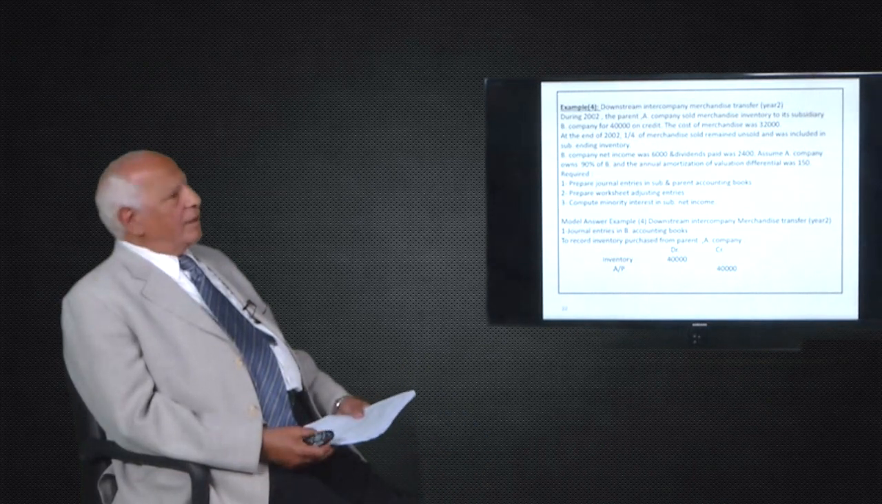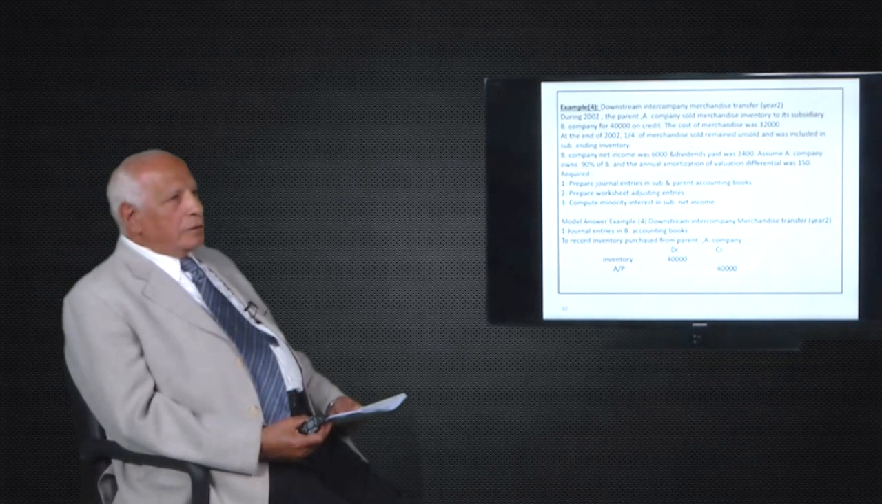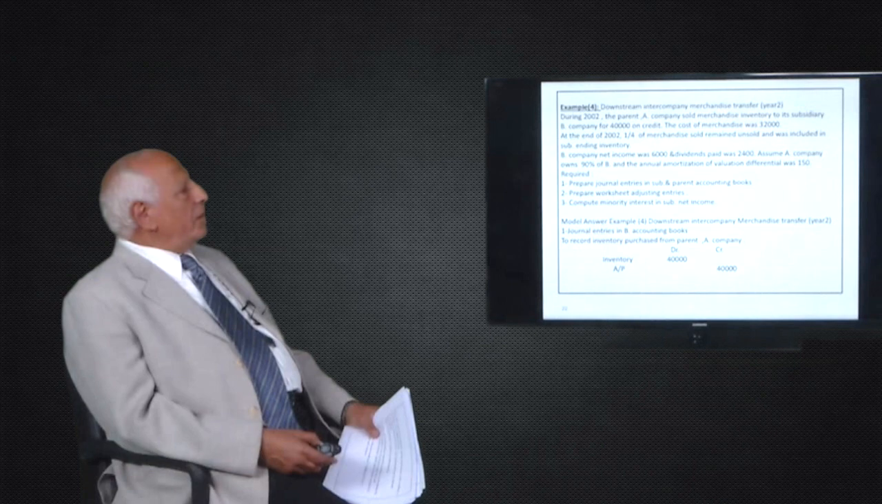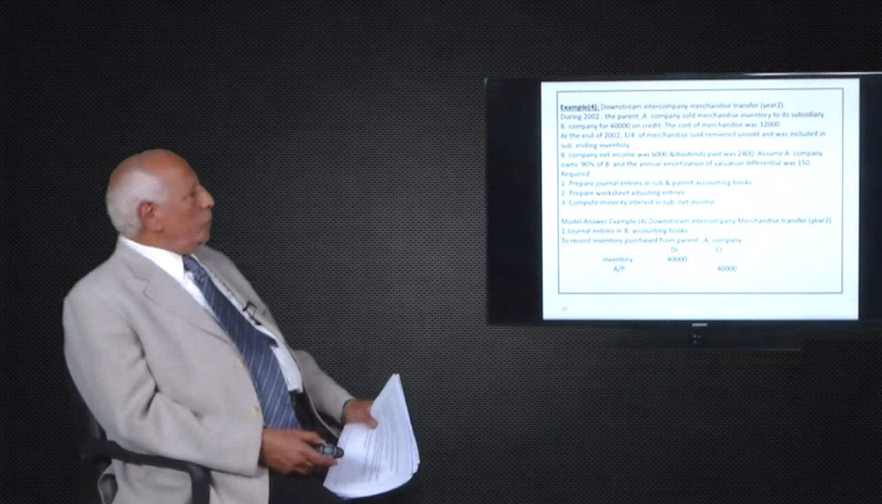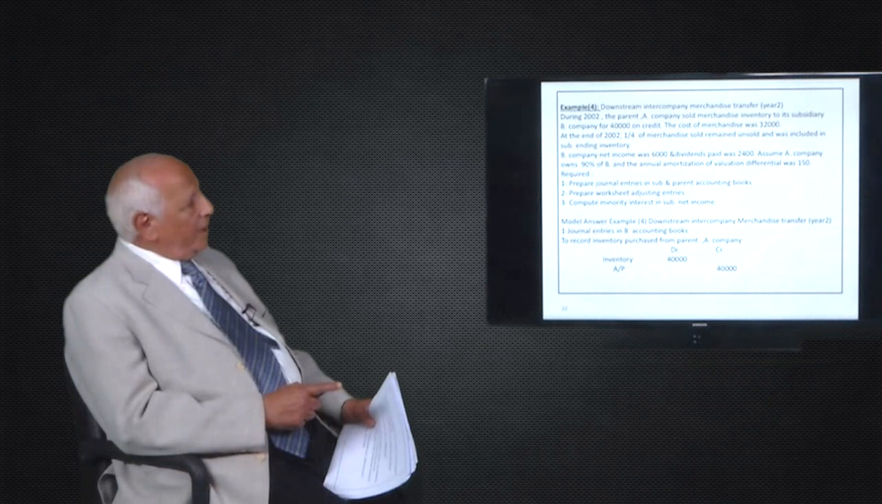Example 4, that's the last example. This example is similar to example 2. Remember example 2, year 2? Same numbers, except this one is downstream. Let me read it again. Downstream intercompany merchandise transfer, year 2. During 2002, the parent company sold the merchandise. A is a seller now. Remember, A is the seller.